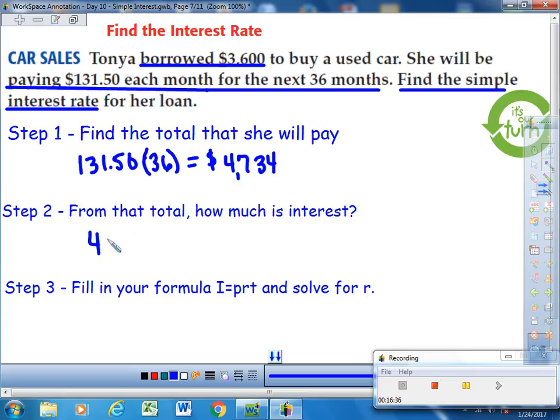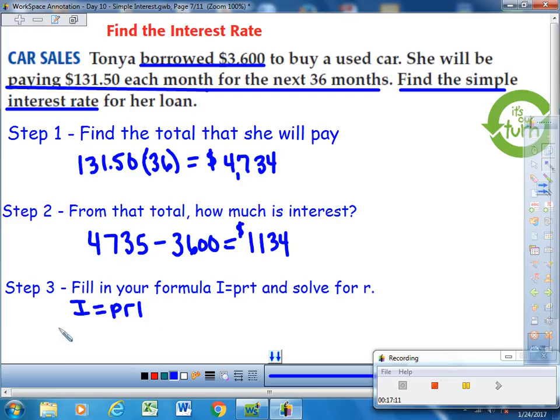So if she pays out $4,734, then we need to subtract the initial amount that she borrowed. That's going to give you the interest. So that would be $1,134. That's how much interest she paid for 36 months on $3,600. Now, if I want to find the rate, I'm going to fill in my I equals PRT.